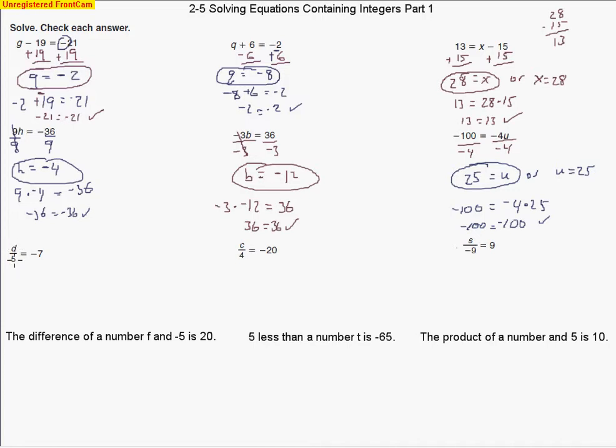Here it's division. D divided by 5. Well, the opposite of division is to multiply. So I'm going to multiply by 5 on the left side, and if I do it to the left, I've got to do it to the right.